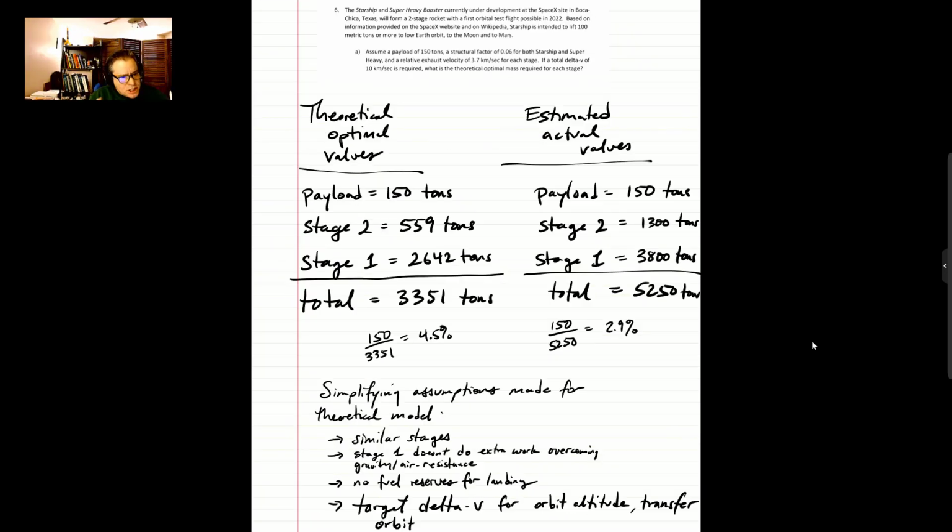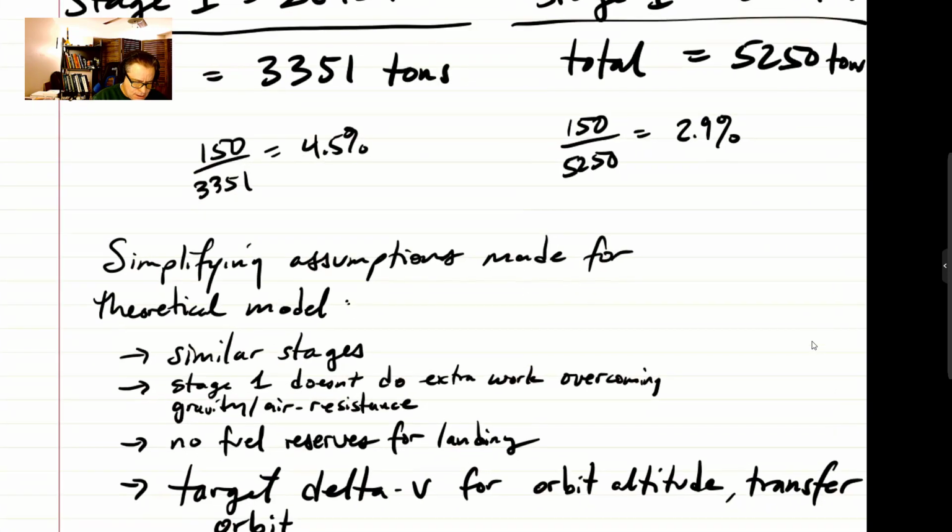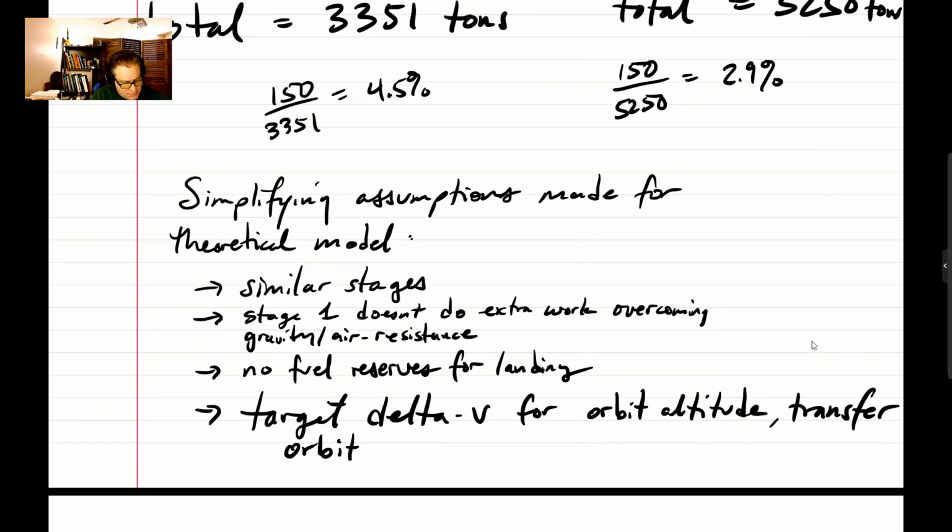I mean, there were a bunch of simplifying assumptions here that make this theoretical model difficult to fit to the actual real design. We had a number of assumptions such as, of course, the similar stages, the same structural factor on both stages, and the same relative exhaust velocity in both stages. And we're not including in the theoretical model how stage 1 would do most of the work overcoming gravity and air resistance, and I'm not including anything for fuel reserves for landing.